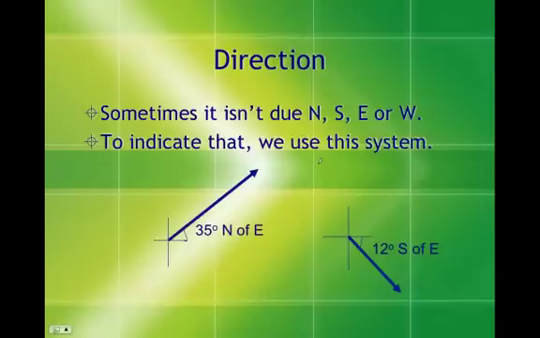But sometimes the directions aren't due north, due south, east, or west. So to indicate that, we use this system as it's illustrated here. Now if you've watched the vodcast dealing with protractors and how to use protractors, this should have already been explained to you. But as a quick overview, this angle here would indicate 35 degrees north of east. I like to take my angle and then I make my triangle. So my triangle would be like right here.